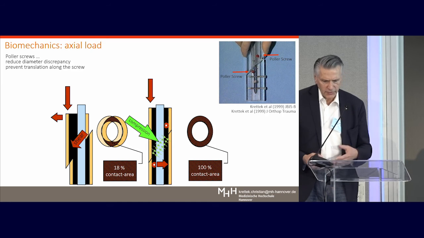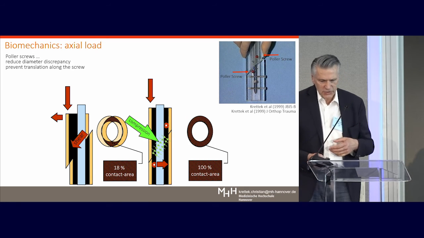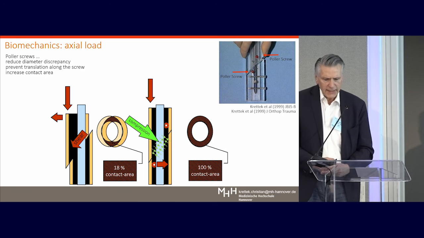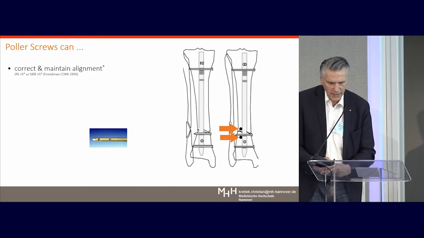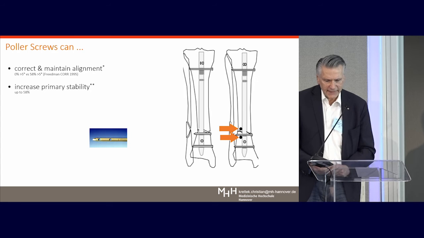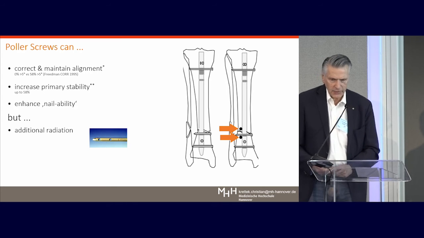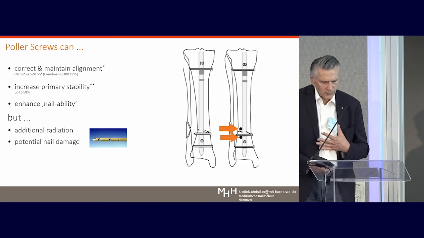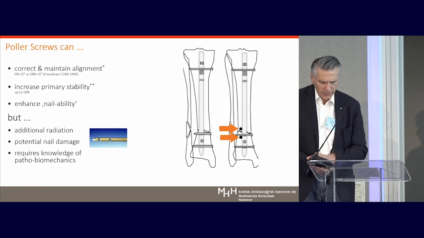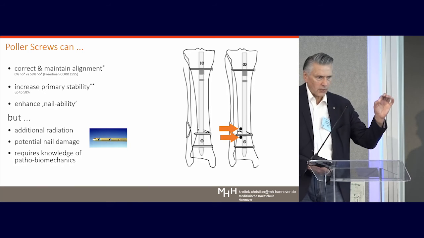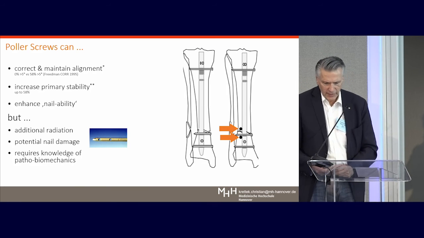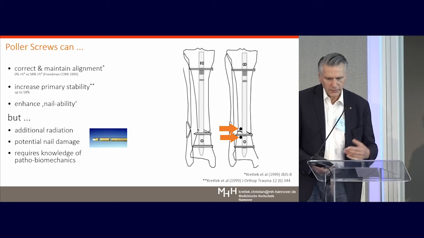So polar screws can reduce the diameter discrepancy, prevent translation along the screw, increase contact area, and transform the bad shear into the good compression. Polar screws can correct and maintain the alignment, increase the primary stability, enhance the nailability, but they usually require additional radiation. There is a risk for potential nail damage, and it requires some knowledge of pathobiomechanics, so it's worthwhile to sit down and draw before you place, because it happens that they are on the wrong side. They always need to be on the blunt side.